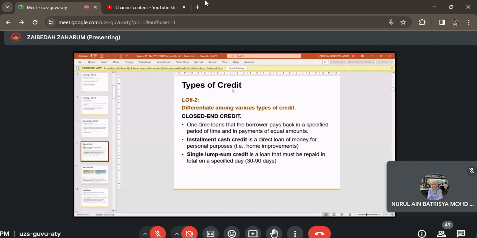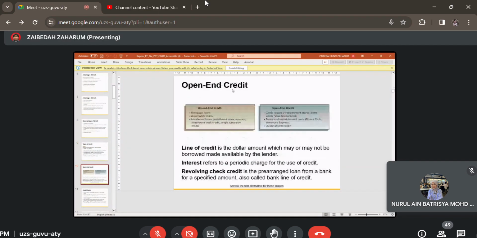Okay. Installment cash credit pula tadi adalah direct loan of money for personal purpose. Okay. Selalunya installment ni macam ibarat kita buat macam down payment lah. Installment of the cash tadi tu. Okay. And then single lump sum credit pula adalah loan that must be repaid in total on a specified day. Okay. Sama ada 30 ke 90 hari.